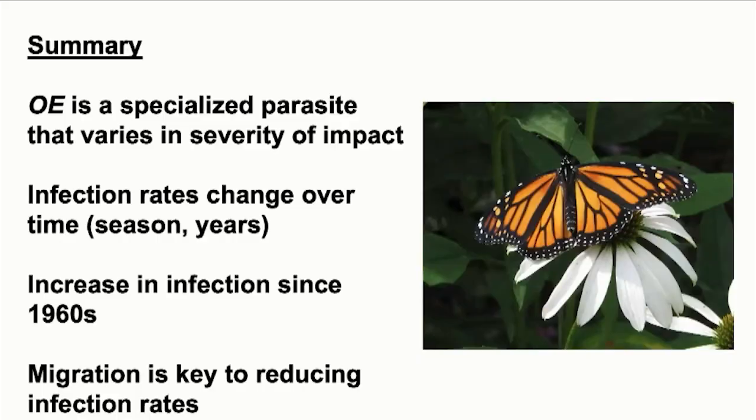All right, so in summary, OE is this very specialized parasite that varies in severity. Infection rates have been changing over time, seasonally and also over the years. In general, in the Eastern US, we have seen an increase in infection rates since the 1960s, nearly tripling in some years, which is causing some concern. And migration is really key to reducing infection rates. It also means that a lot of infected monarchs are being lost during migration season, and it's a possible explanation why we're seeing fewer monarchs in overwintering sites if they are lost during the long journey.